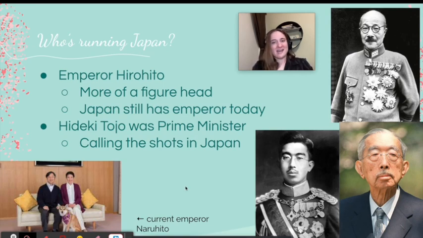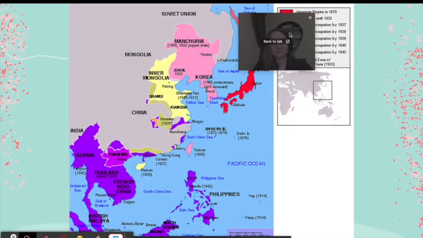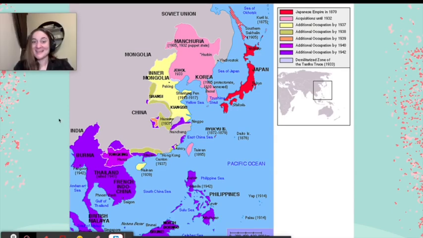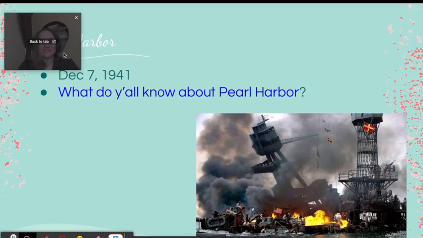The real guy who's calling the shots, his name was Hideki Tojo. This is a picture of him out here. He's really the one that's leading Japan during World War II. All right, again, just another map of all the land that Japan has during World War II and leading up to it.